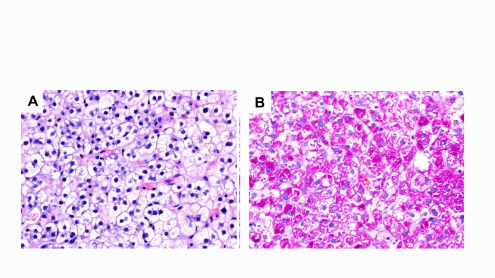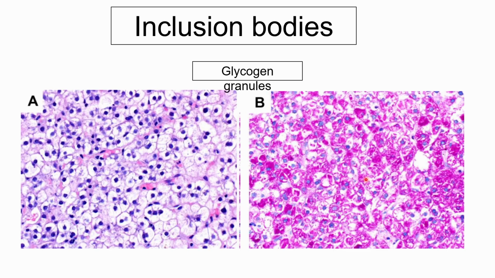Melanin. Okay, what about this? Still, these are your inclusion bodies. Yes, these are your glycogen granules.